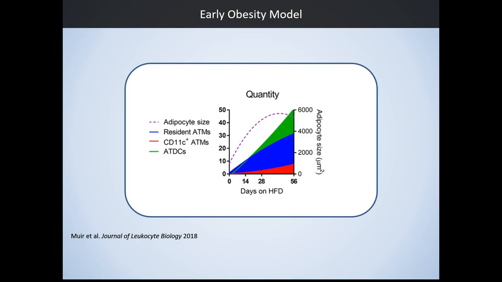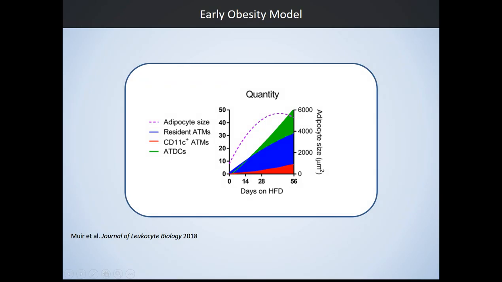Okay, so from the data, we can begin to get an idea of how quantities of immune cells change over this time course and in early expansion of the tissue and contraction of the tissue. So we can overlay adipocyte size here over the days on high-fat diet. As adipocytes increase in size, we can see our blue macrophages here. These are the cells we think are resident macrophages in the tissue, and they increase in quantity very early.